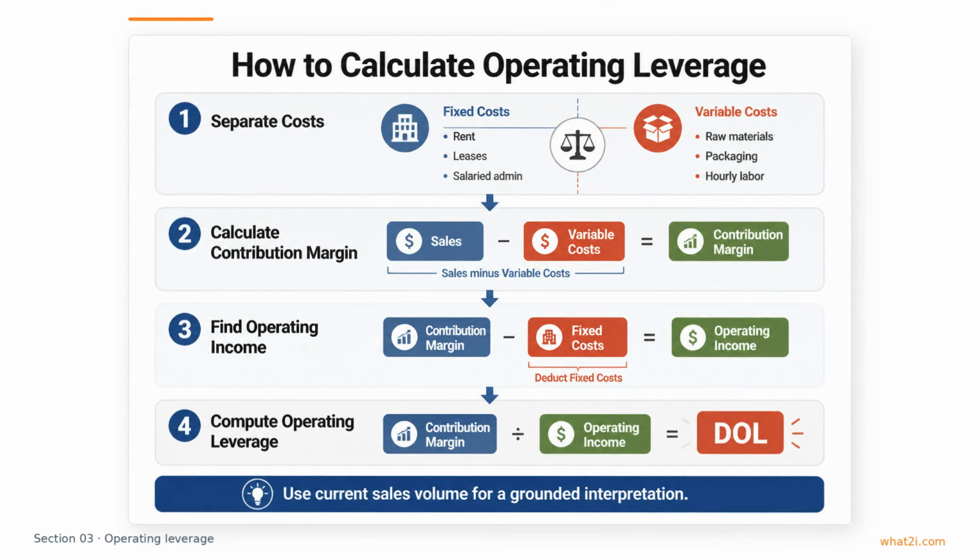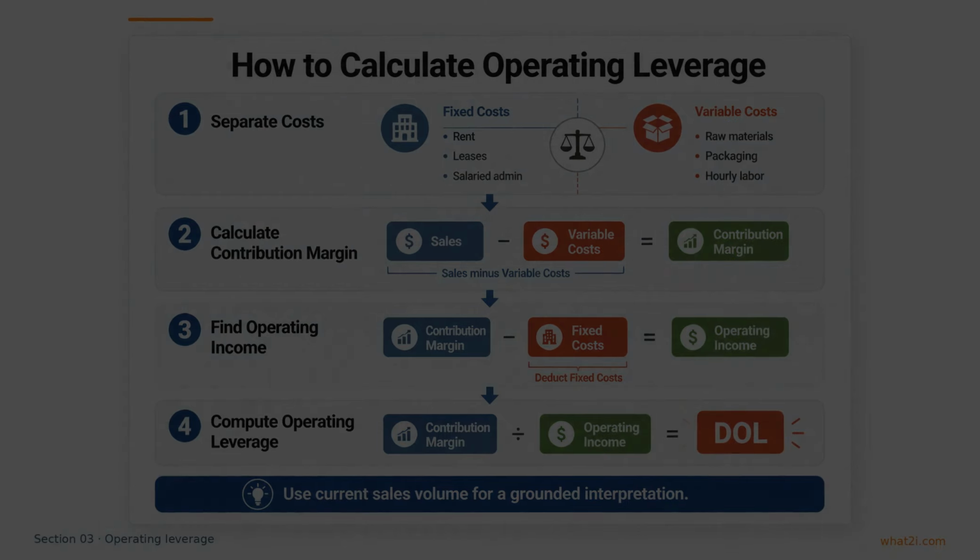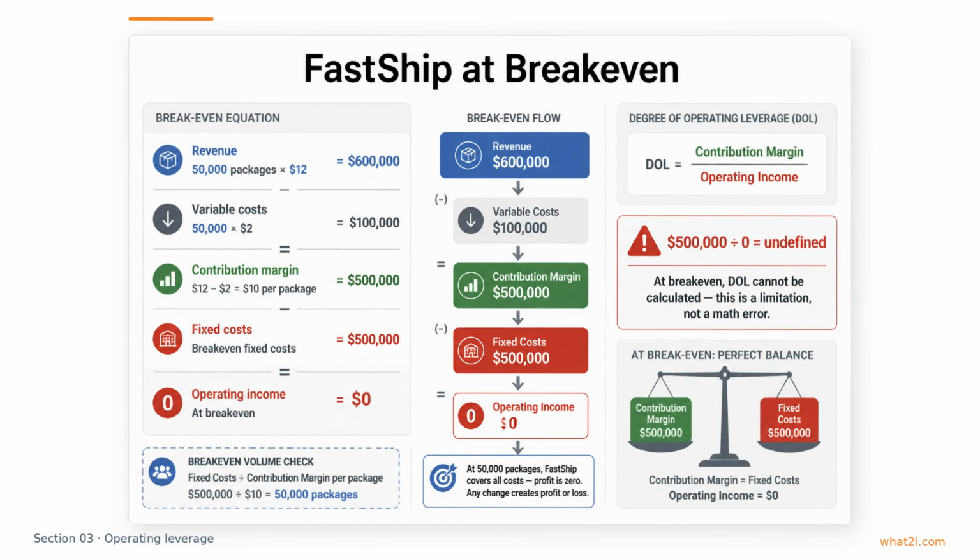The calculation process is straightforward if you do it in order. First, separate fixed costs from variable costs as accurately as possible. Second, calculate contribution margin by subtracting variable costs from sales. Third, subtract fixed costs to find operating income. Fourth, divide contribution margin by operating income to get DOL. This sequence matters because errors in the early steps carry through to the final ratio. And remember, the result only makes sense in relation to the firm's current sales level. Fast ship gives us an important boundary case.